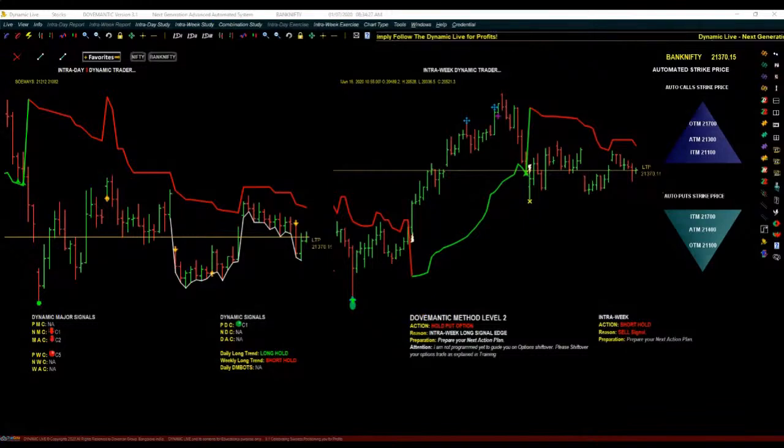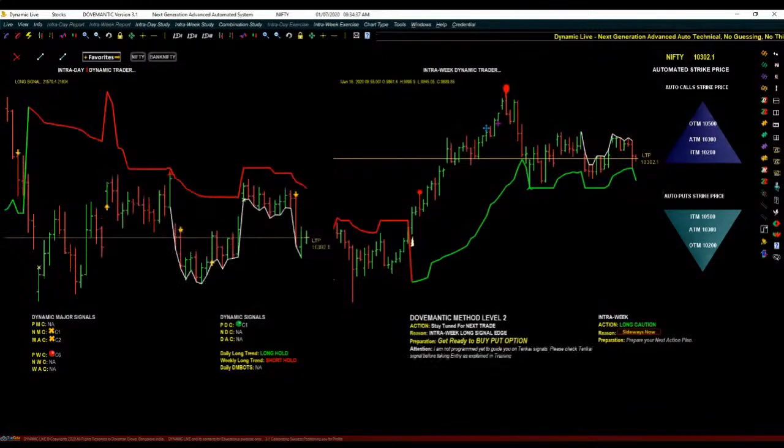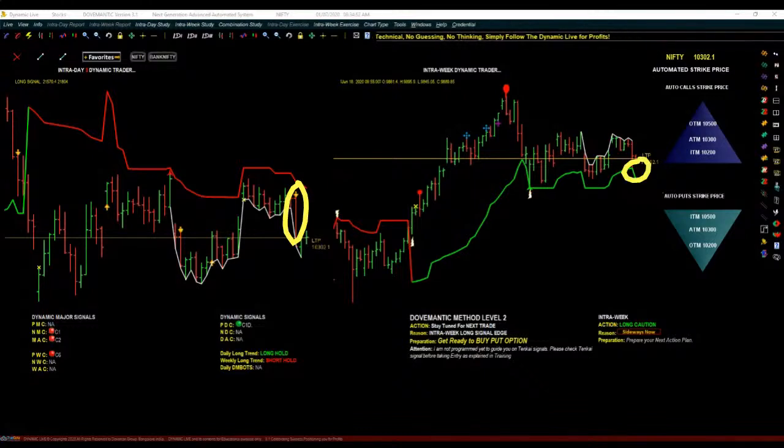Now let us check what is happening in Nifty. Even in Nifty, it is the same case. In Nifty, it is a bit different here, because there is a point where it told us to buy a put option, and within the next 30 minutes, as the price reached the intra-week long signal edge point, it told us to exit the put option.